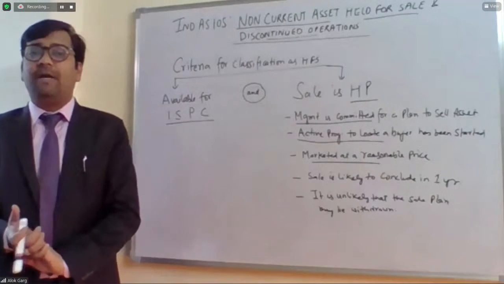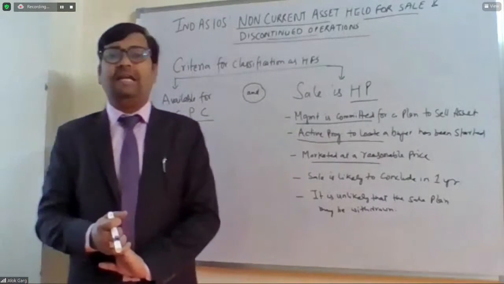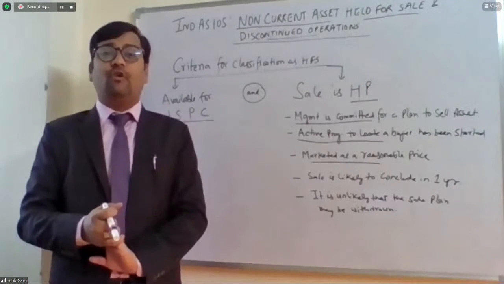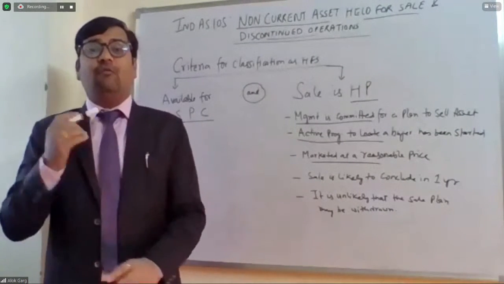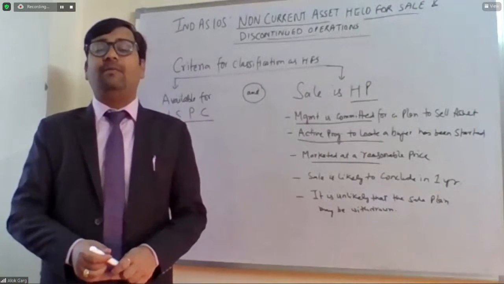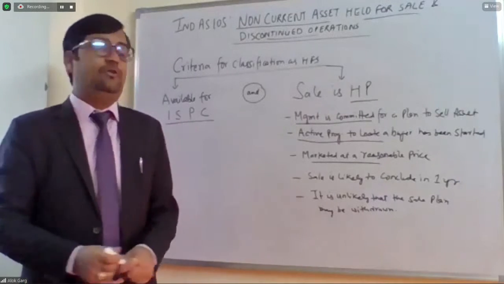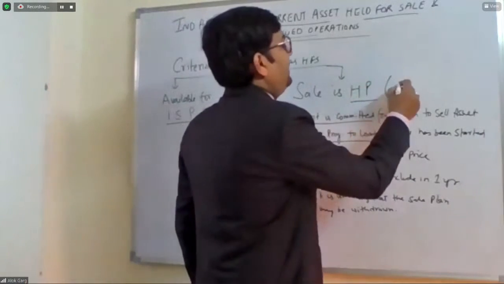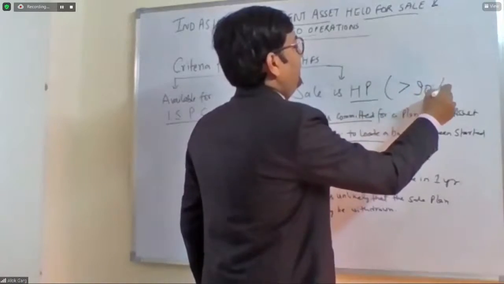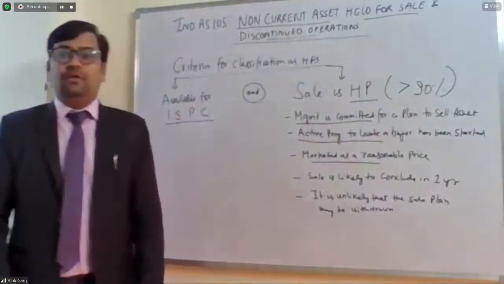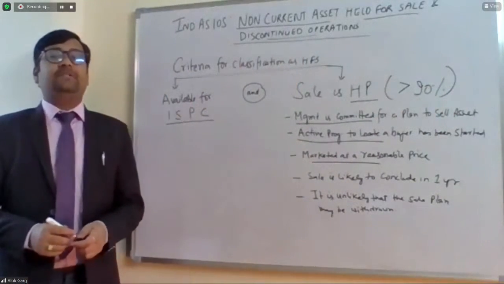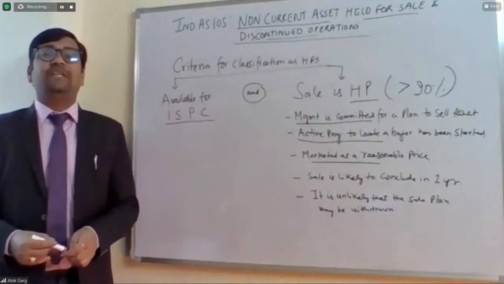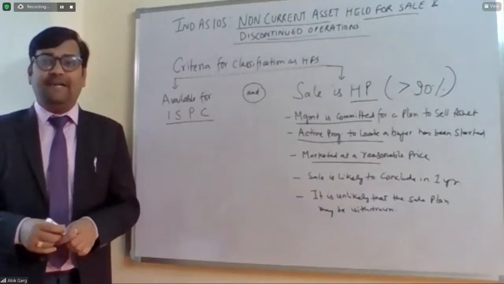What is meant by probable? Probable means more likely than not. More likely than not means 50% chance. What is highly probable? Highly probable means significantly more likely than not. It means the chances are greater than 90%. The chances are greater than 90%. So the chances are greater than 90% that the sale will be concluded. Okay.